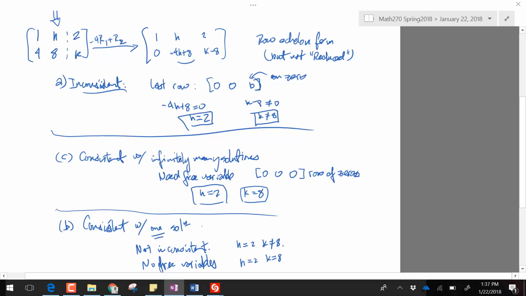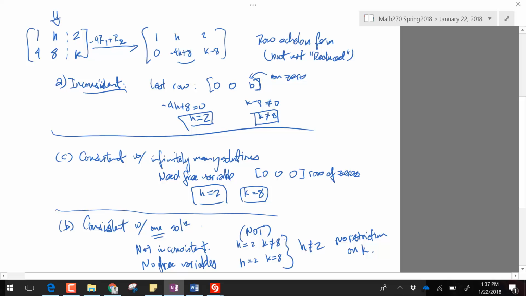So it sounds like if h was not equal to 2, it would work, right? So you want not these scenarios. So if h is not equal to 2, then we have a non-zero pivot here. And then are there any restrictions on k if that's the case? No restrictions on k. So k can be anything as long as h is not equal to 2.